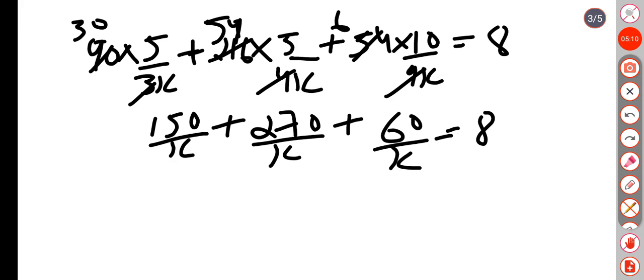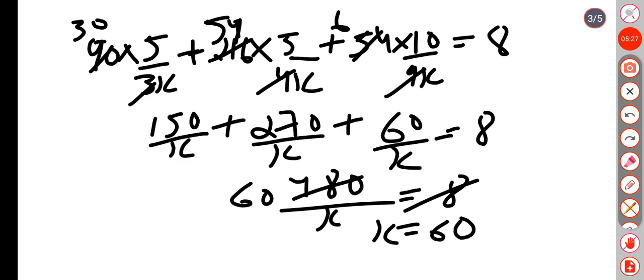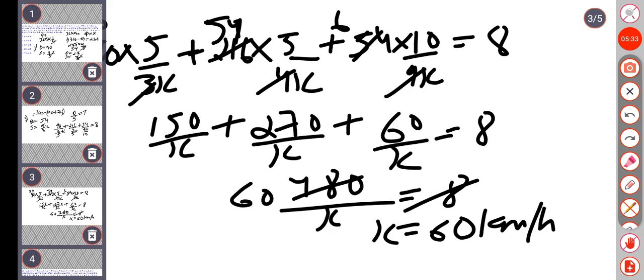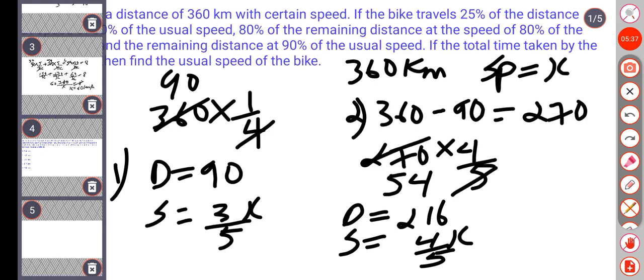Now if you do LCM, that means this will be your x, and 150 plus 270 plus 60, you get 480. Okay. You can cut 8, 60. So your x is 60. That means your usual speed is 60 kilometers per hour. The next question.